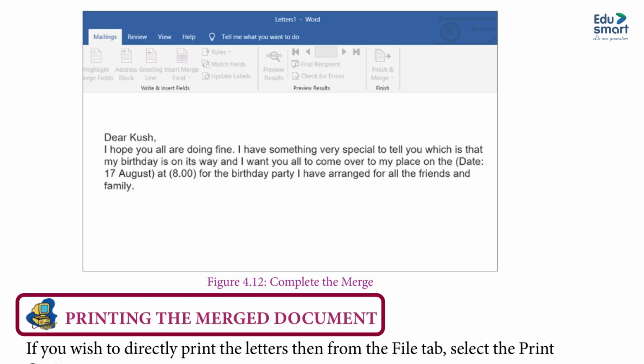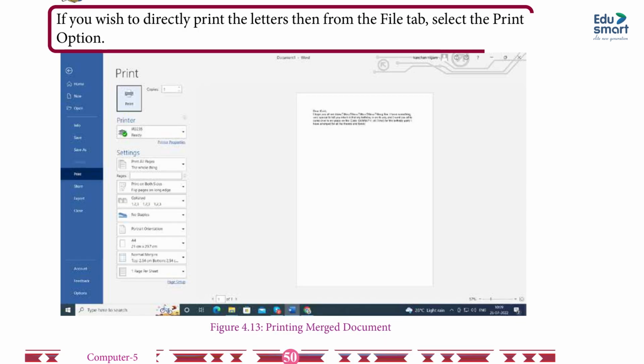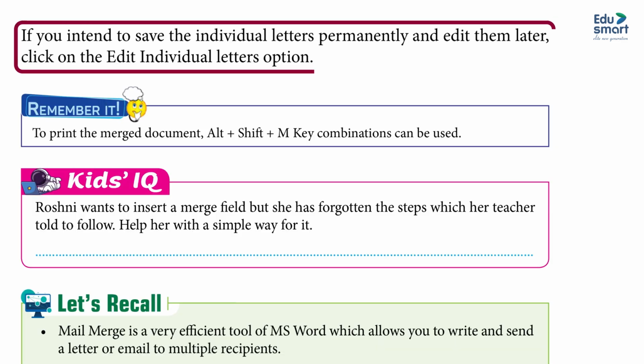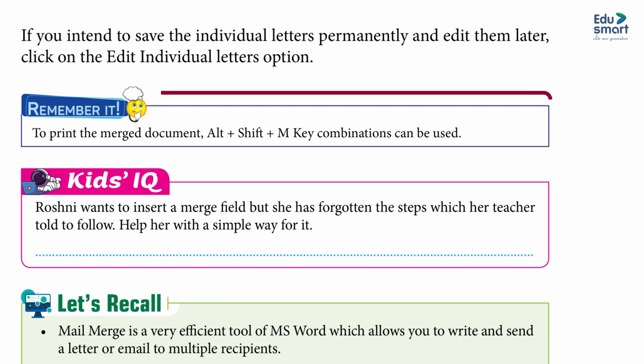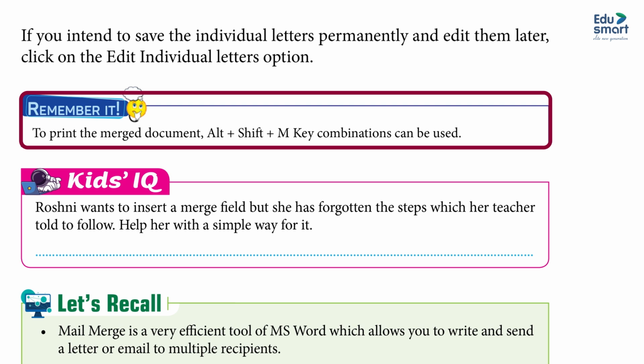Printing the merged document. If you wish to directly print the letters, then from the File tab, select the Print option. If you intend to save the individual letters permanently and edit them later, click on the Edit Individual Letters option. Remember it: to print the merged document, the Alt plus Shift plus M key combination can be used.